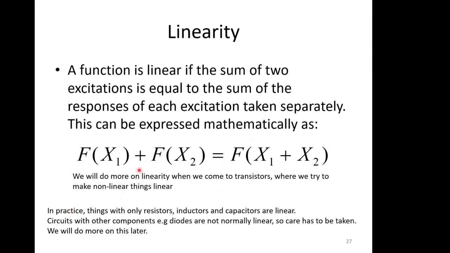Now, unfortunately, linearity is an important concept. Things that are linear only have resistors, inductors, and capacitors. Other things like diodes and other stuff are not normally linear. Diodes are exponential, and there's no way that you can call an exponential linear. So we have to be a bit careful.